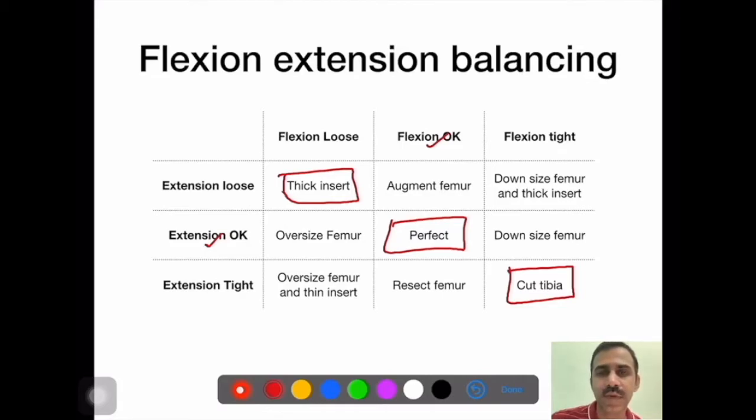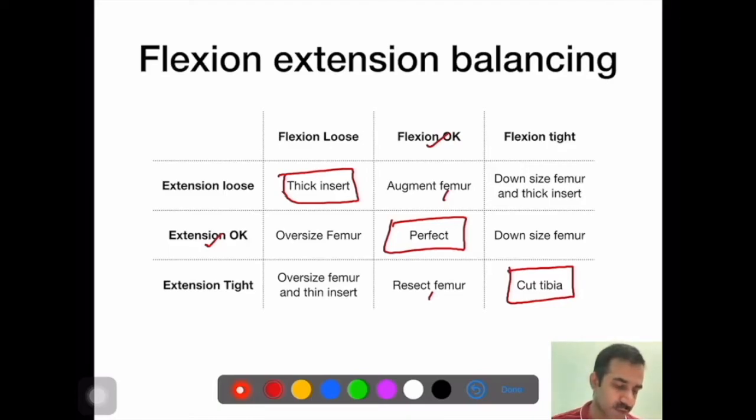If the flexion is okay, and extension is loose or tight, we have to either augment or resect the femur. If the extension is okay and flexion is either loose or tight, we have to either oversize or undersize the femur. So oversizing or undersizing will affect only the anteroposterior diameter, whereas augmenting or resecting will affect the extension gap.